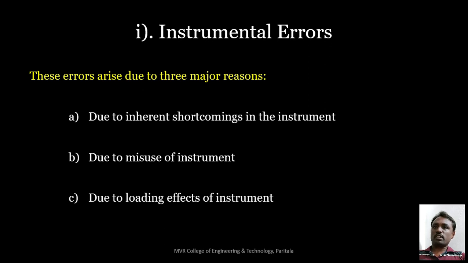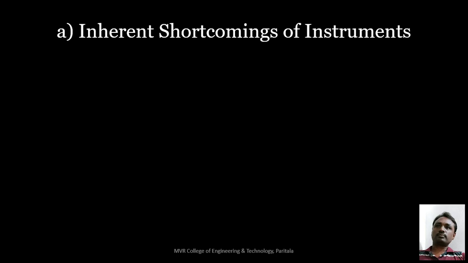The next one is due to loading effects. If you cannot connect the proper loads, the instrument may also give errors. So this type of classification can be called loading errors of the instrument. So these three types can cause instrumental errors. In that, the first one is inherent shortcomings of the instrument.